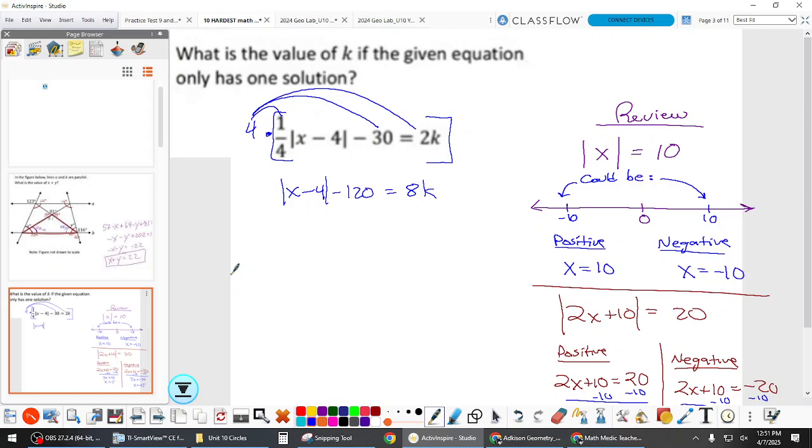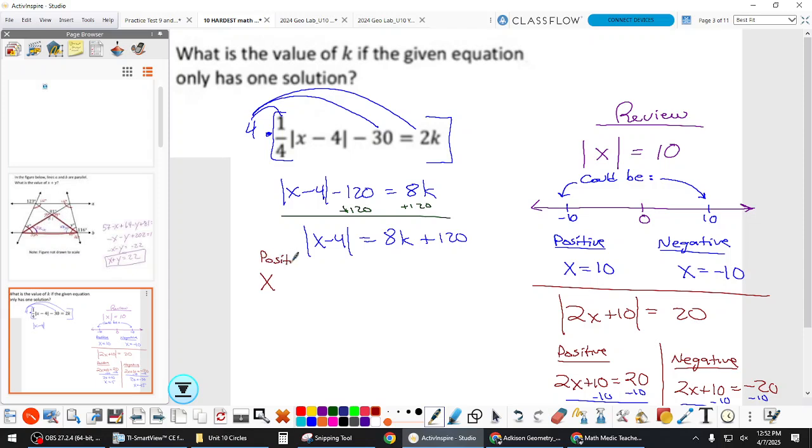Okay. This is basically the same situation as what we just talked about. We want to get this by itself. So what would your first step be? Add. Okay. And then we'll do absolute value of x minus 4 equals 8k plus 120. Okay? Now it's ready to take the positive and the negative version of that side, just like we did over there. So we're going to just drop the absolute value.